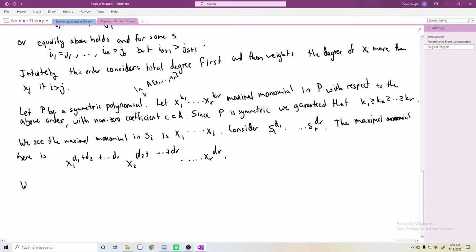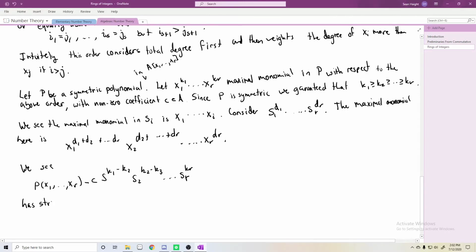And we can essentially do this. We see P of x1 through xr minus c times, so if I take d1 to be k1 minus k2, d2 to be k2 minus k3, and dr to be kr, then the leading monomial here is going to be strictly smaller than the leading monomial of P. Okay, I've basically canceled the leading monomial in P by subtracting off this polynomial in the s sub i's. It should be an S1.